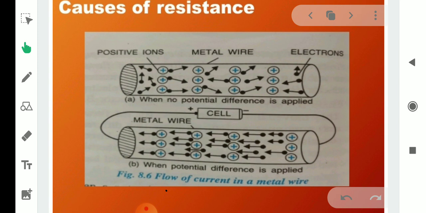During its movement, with the same speed it will be. When there is a collision, what happens?